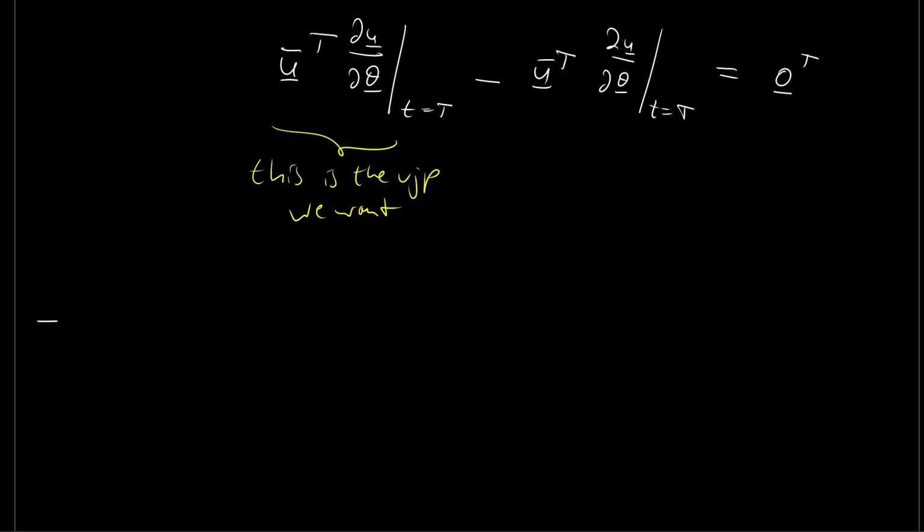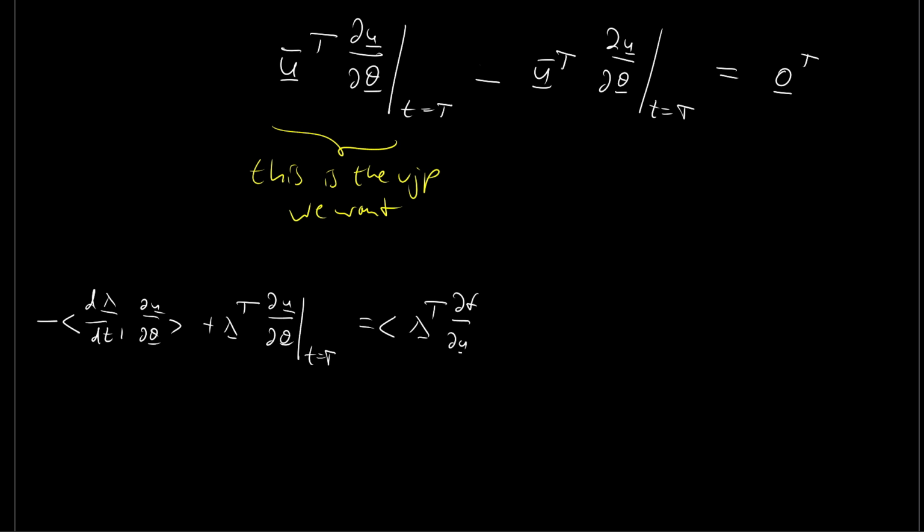So on the left, we will still have our inner product of the time derivative of lambda with respect to t, the Jacobian we do not want, and then plus the upper limit evaluation with the adjoint variable, so lambda transpose of the Jacobian of u with respect to theta evaluated at t equals capital T. And then on the right-hand side, we will have the first inner product of lambda transpose times the Jacobian of the right-hand side, and the Jacobian we do not want, plus another inner product of lambda with the Jacobian of the right-hand side with respect to the parameter vector theta.